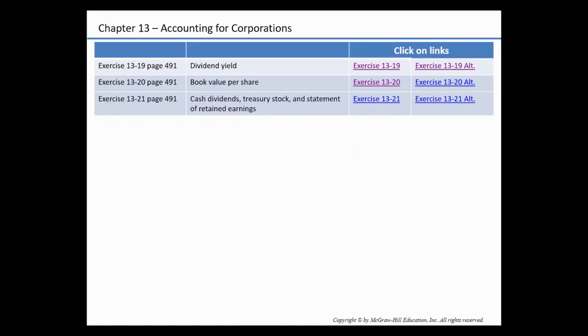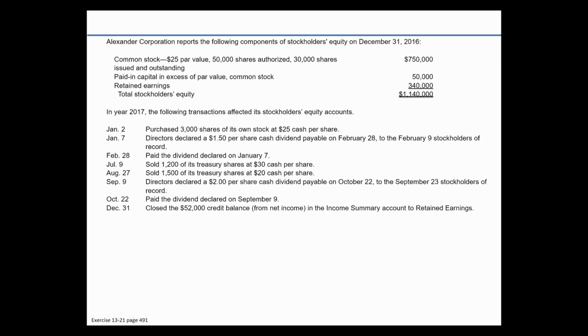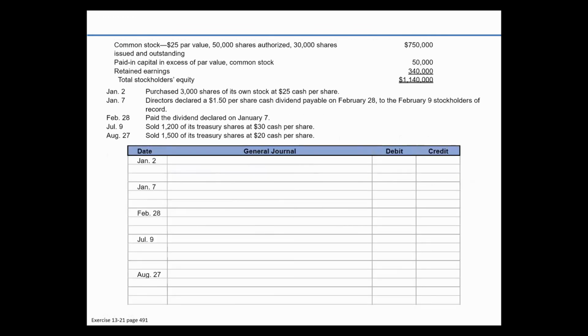Next is cash dividends, treasury stock, and settlement of retained earnings. Alexander Corporation reports the following components of stockholders' equity on December 31st of 2016. And then in the year 2017, the following transactions affected its stockholders' equity accounts. So we're going to prepare the journal entries for each.